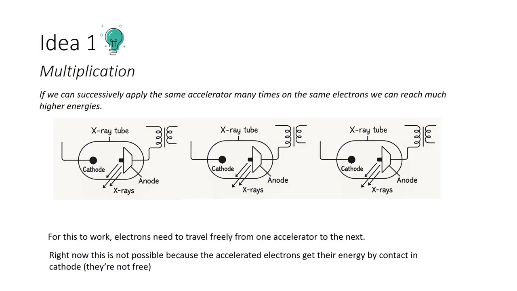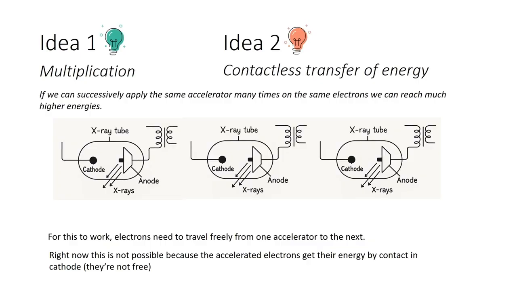For this to work, electrons need to travel freely from one accelerator to the next. Right now, this is not possible because the accelerated electrons get their energy by contact in the cathode. They're not free, they're tied to the cathode. So the next natural idea here is contactless transfer of energy. We need some way of remotely transferring energy to our electron beam without touching the electrons, so that they can continue to travel freely from one accelerator to the next.